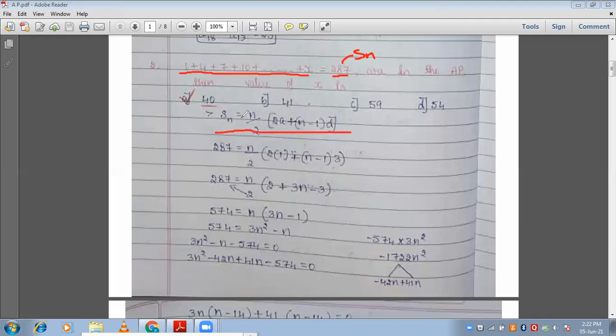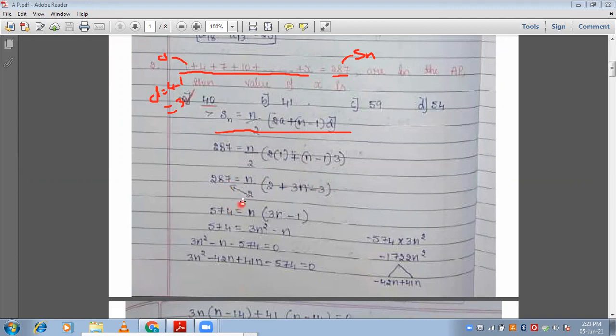One is n. We don't know the value of n. Find n by using this formula. Sn is equal to n by 2 into 2a plus n minus 1 into d. Sn is 287. A is 1. D is a2 minus a1, which means 4 minus 1, which is equal to 3. Now substitute the a value, d value and Sn value. 287 is equal to n by 2 into 2 ones are 2 plus 3n minus 3.